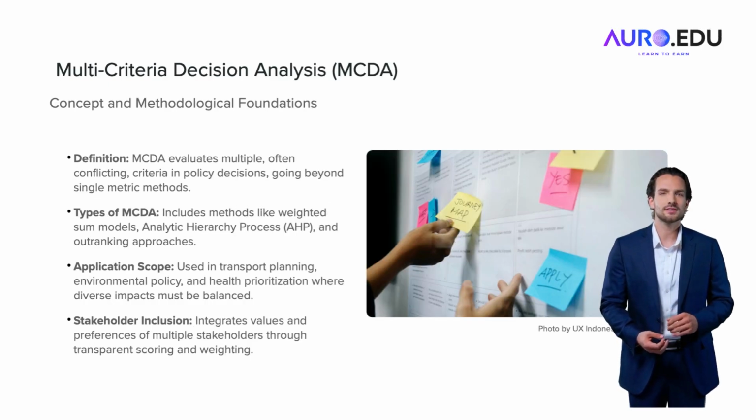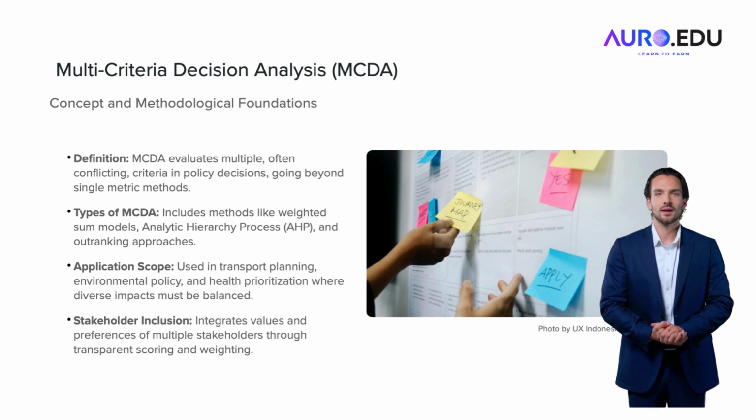Multi-criteria decision analysis (MCDA) overview. Multi-criteria decision analysis is used when decisions involve multiple conflicting criteria. MCDA provides a structured approach to evaluate options based on various factors, such as cost, effectiveness, equity, and feasibility, allowing for more balanced and transparent decision-making.